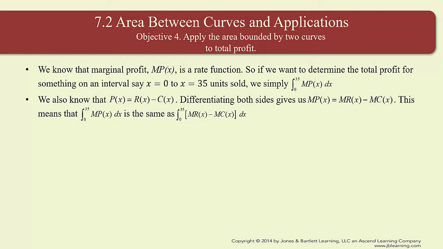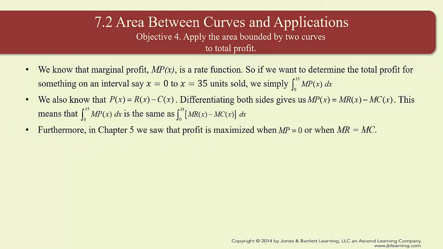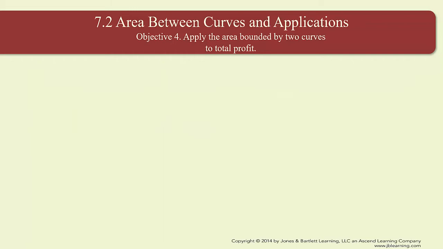So integrating from 0 to 35 MP of x dx is the exact same thing as integrating from 0 to 35 MR of x minus MC of x dx. One more item. In Chapter 5, we saw that profit is maximized when marginal profit equals 0. Well, if in this equation you put 0 in for marginal profit, you see marginal profit is 0 exactly when marginal revenue equals marginal cost. These are just some little facts that might help us going forward.